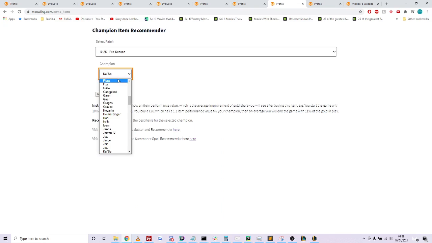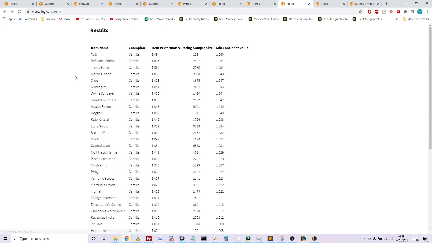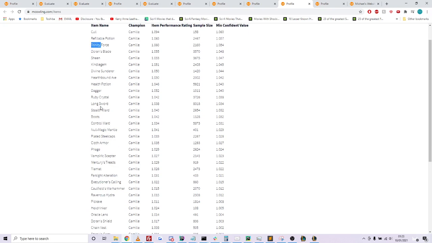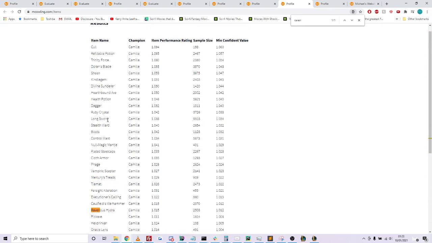So I think another champion I have a bit of experience on, Camille, for example, enjoys Cull as well. Trinity Force. I remember noticing that Tiamat and Ravenous were quite high up, because it obviously makes farming just so easy. So they're pretty high up.